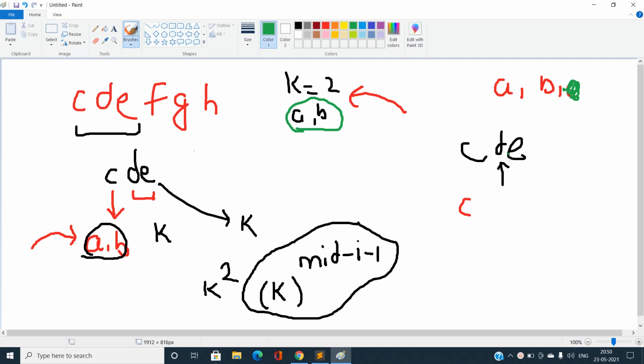So what is the number of ways at this position? It is 2 into, it doesn't matter what character I put after this I position, that is starting from I plus 1 up to the mid, because I need to consider the palindrome condition also.